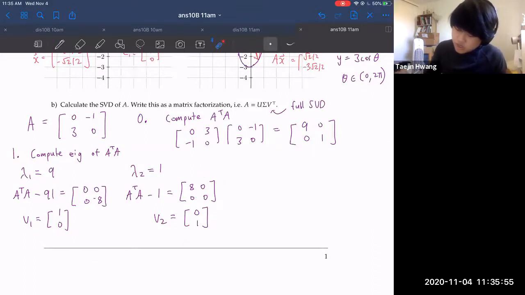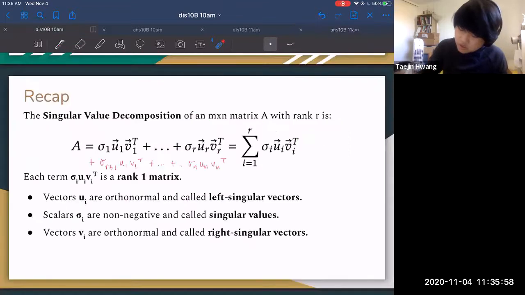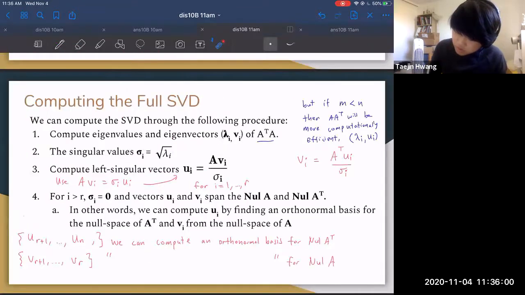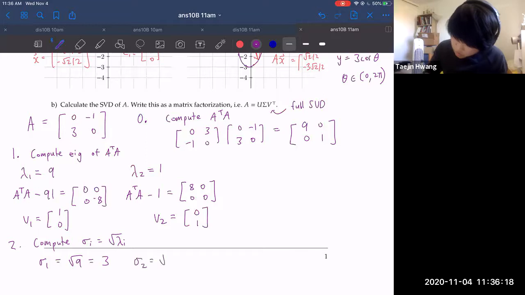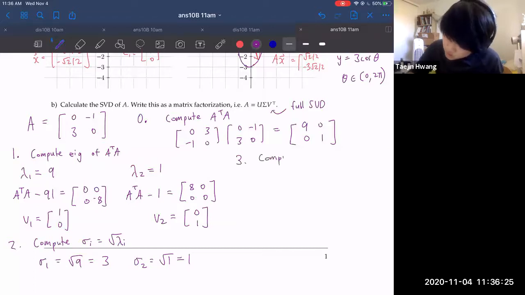And what do we do next? Well, we've got to compute our singular values. So we've got to compute the singular values by taking the square roots. So we compute sigma i, which is the square root of lambda i. And we can do this as well. Sigma 1 is going to be the square root of 9, which is 3. And sigma 2 is going to be the square root of 1, which is 1. And then we compute the ui's, the left singular vectors.